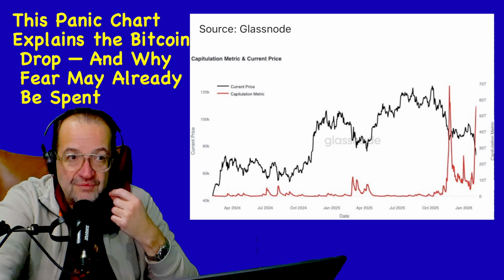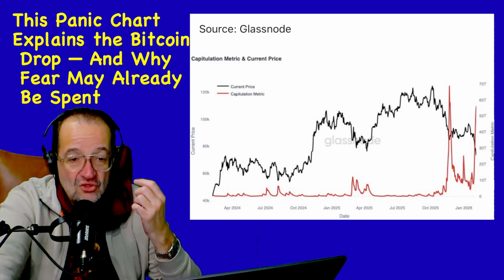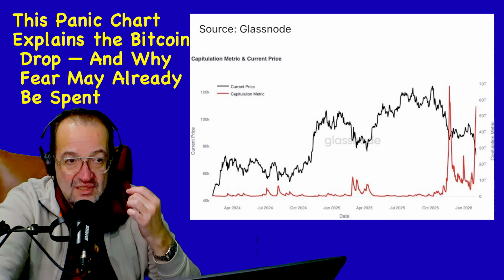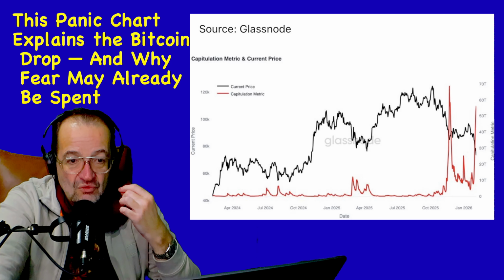Late 2024 to early 2025, capitulation stays low. That means that the move wasn't driven by panic and sellers were mostly absent and confidence was rising. That's a healthy trend. Mid-2025, we see noticeable red spikes. This tells us volatility increased. But price didn't collapse, and that matters a lot.